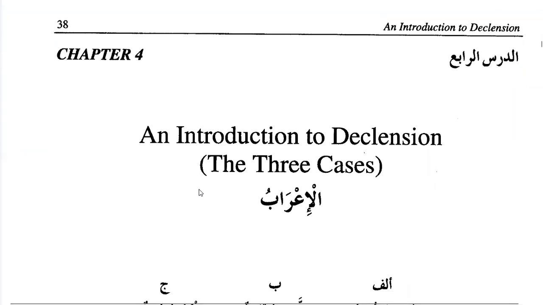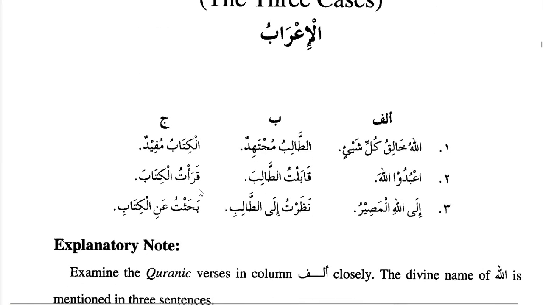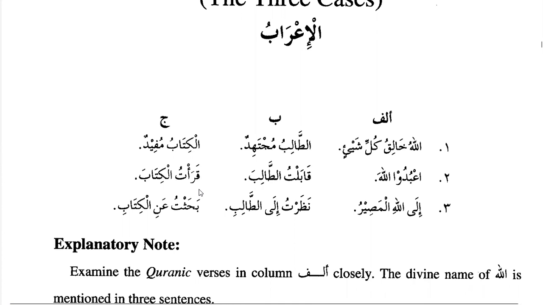Introduction of declension. The three cases, Eraab. Alif, Allahu khalaqa kullu shay. Khaliku kullu shay. At-talib muhtahidu. This one, number two. After first, read this one. Ibudullaha. Abud Allah. Ilallah al-Masir. Ba. At-talib muhtahidu.